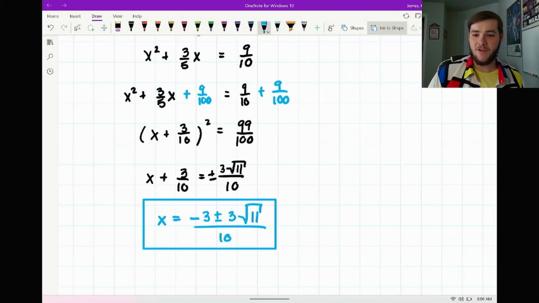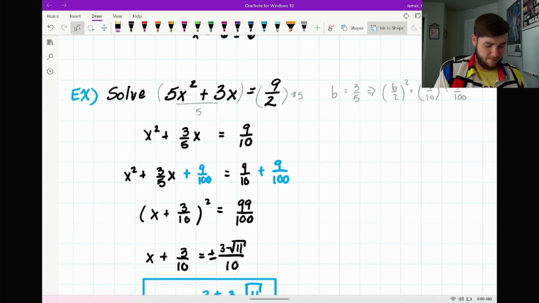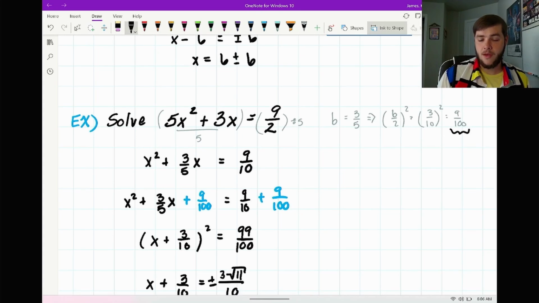Go ahead and pause the video here to see if you can finish completing the square. I got a bit of an ugly answer, that x should be negative 3 plus or minus 3 root 11 all over 10. But how did I get that answer? The first thing I did from the point where I left you off was I looked at what my magic number, b over 2 squared, should be for this problem, and it turned out to be 9 over 100. So I added it to both sides.